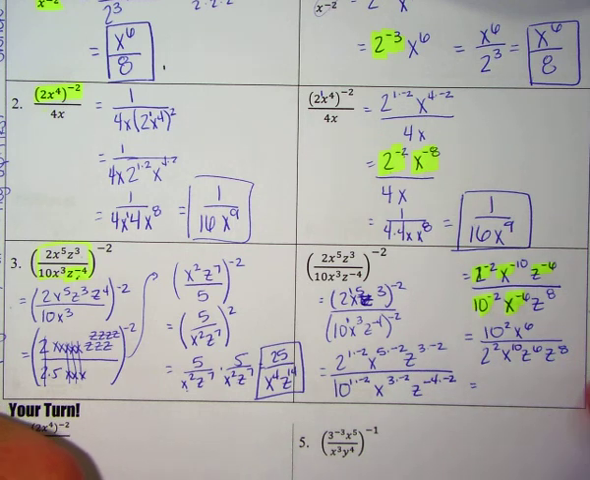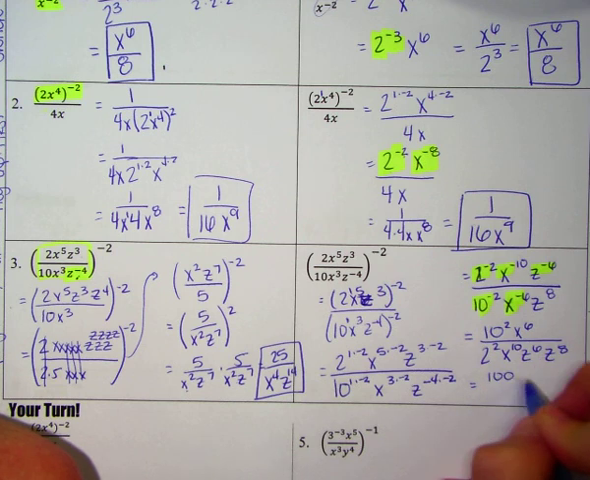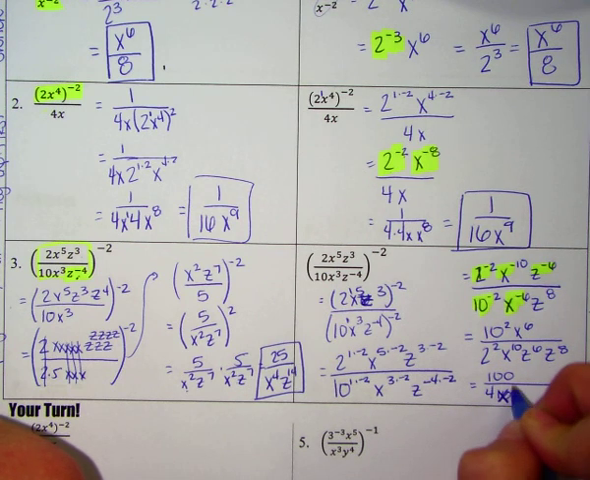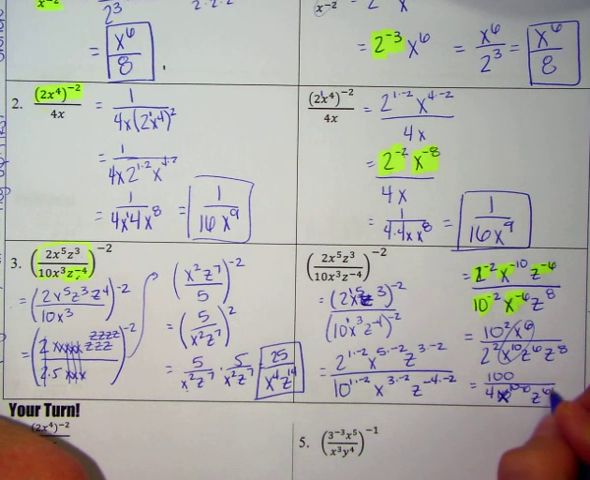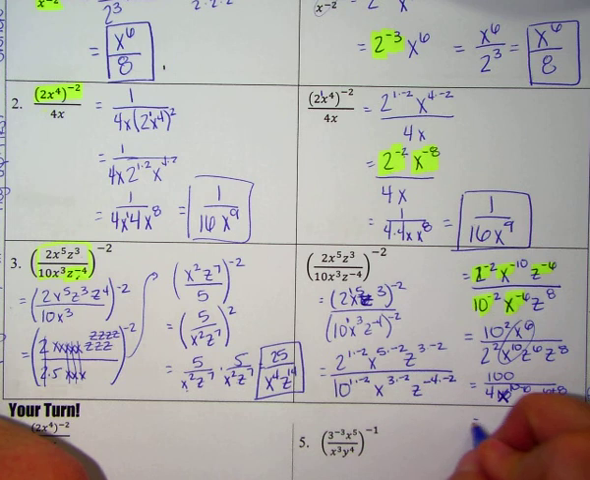All right. Combine things, right? This becomes 100 over 4, x to the 10 minus 6 power, z to the 6 plus 8 power, which is, of course, 25 over x to the 4th, z to the 14th.